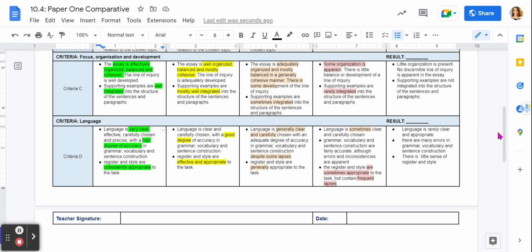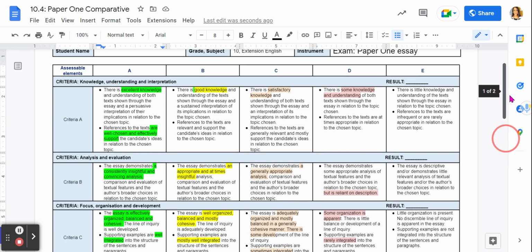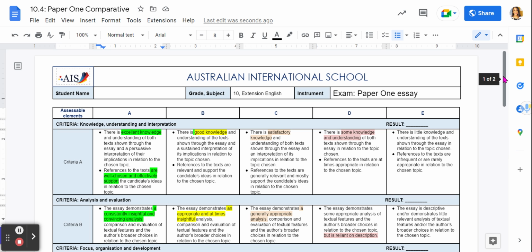Okay, so that's your criteria. We'll go through this in class again, but it's a good little video, I hope, for you to go back to just to check on how you're being marked and assessed for this task.